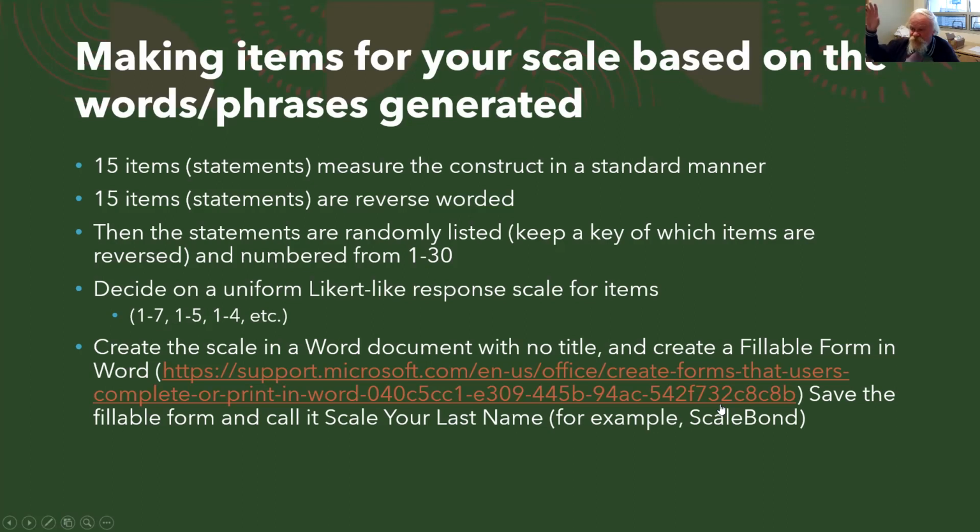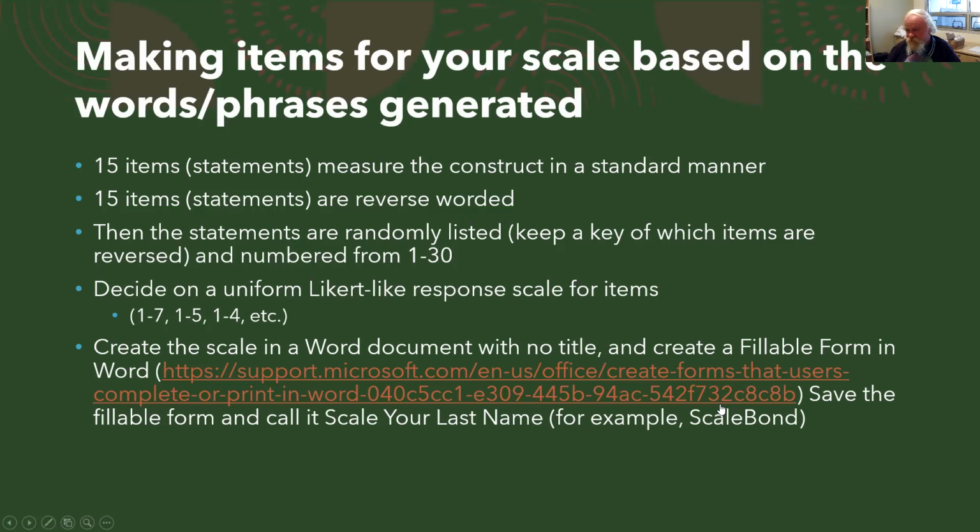All right, after you get your items and the response scales under each item, then you're going to create the scale in a Word document. Okay. And you don't want to put a title at the top. You saw that grit scale earlier. You don't want to put grit scale at the top, right? You want to just write questionnaire or something like that, okay? That way people won't know actually what you're trying to measure, okay?